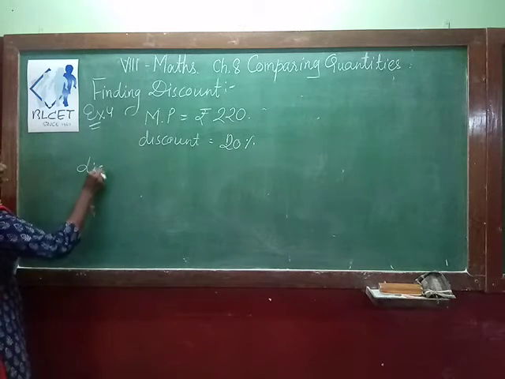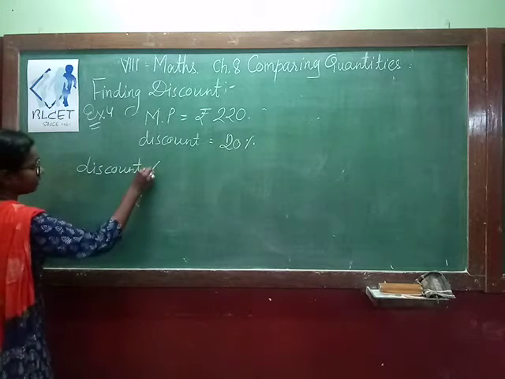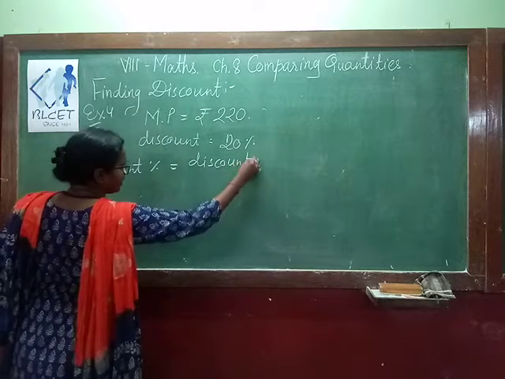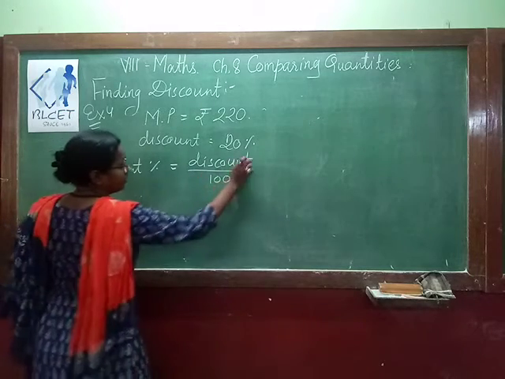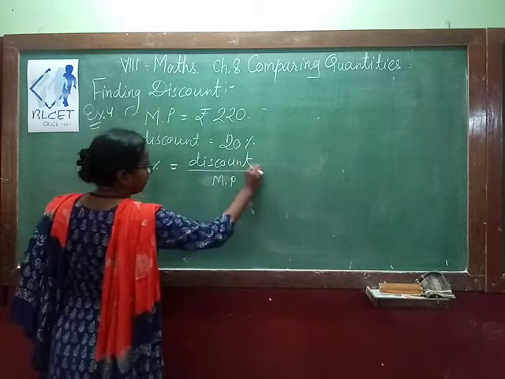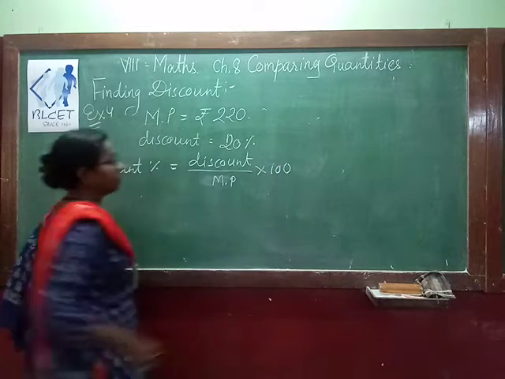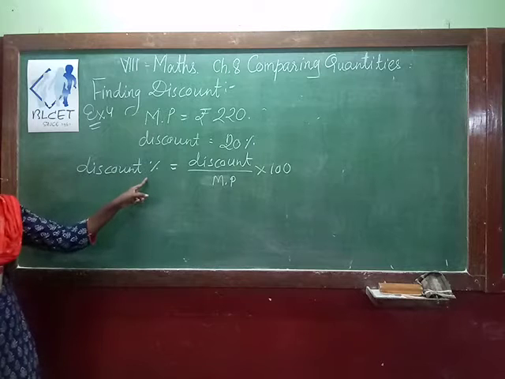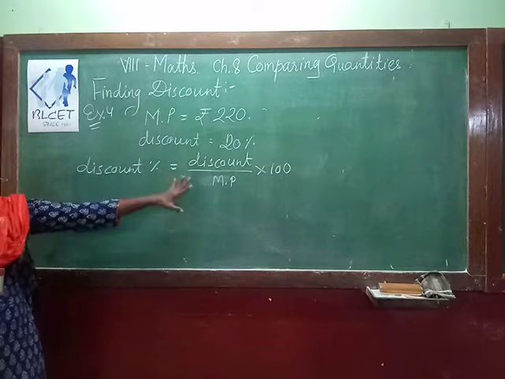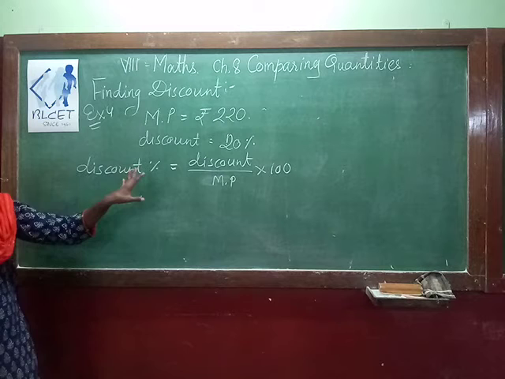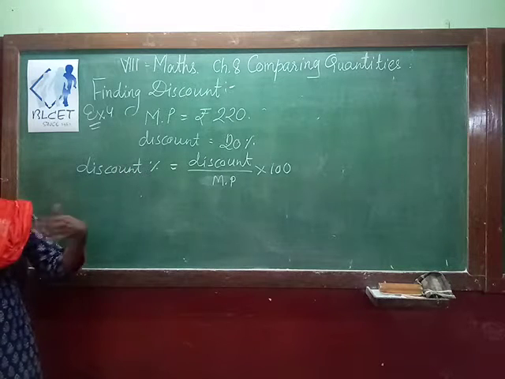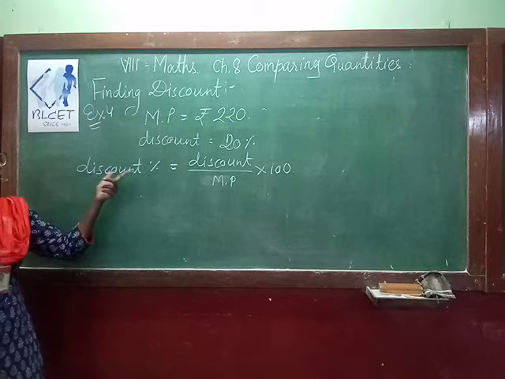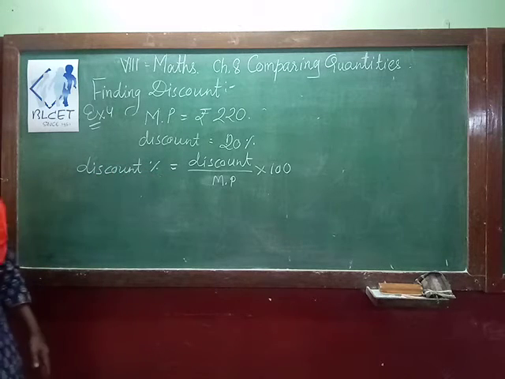formula, that is discount percent is equal to discount. This discount is in rupees divided by mark price multiplied by 100. Remember only this formula whenever you want to find the discount percent or you want to find the discount in rupees. The same formula you have to apply. This is the very simplest method. Whatever given in your textbook, that also you can follow, but this one formula is useful in both discount percent and discount in rupees. So we follow only this.